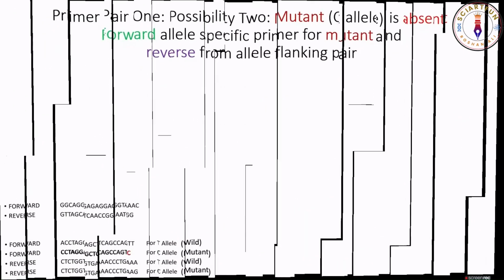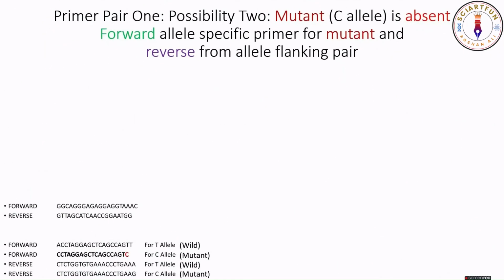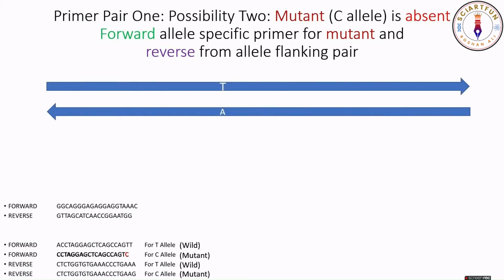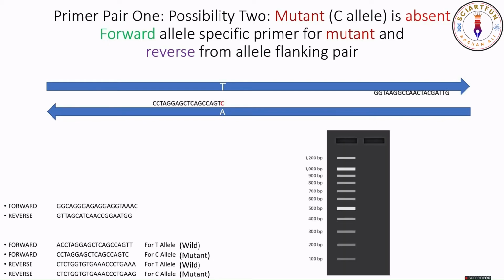Now let's come to the possibility number 2. What if you have no mutant allele in the sample? You have the wild-type allele and you are using the forward primer for mutant type. As you can see that the 3' end of the primer is not complementary to the wild-type allele. So the 3' end of the primer will not be able to bind. As a result, you will get no amplification and hence no band on the gel at around 300 base pair.